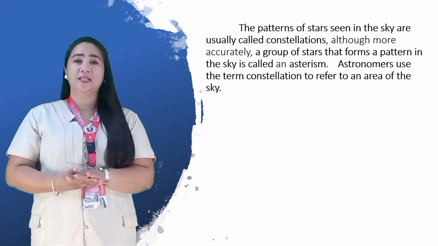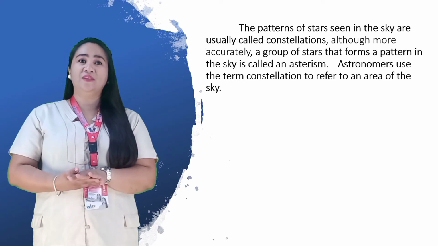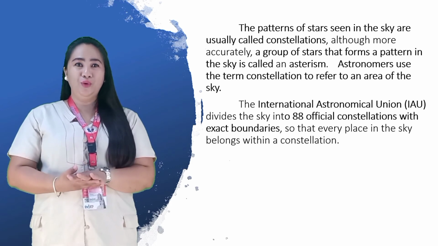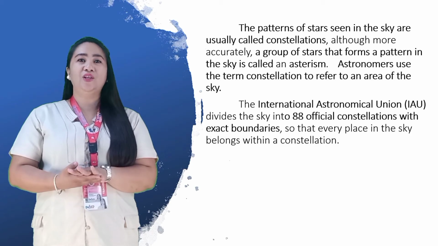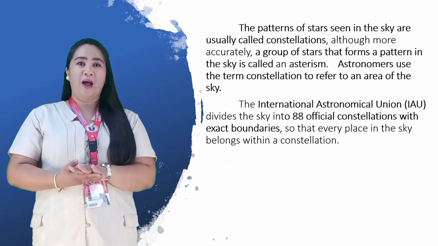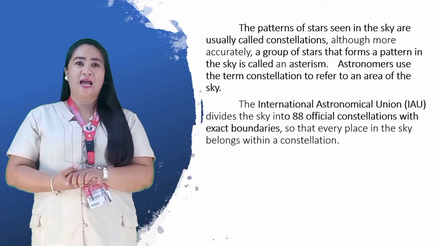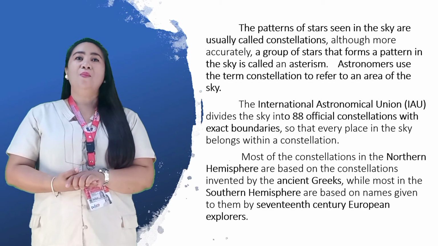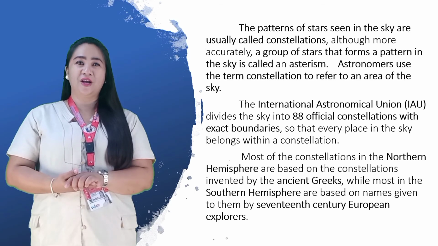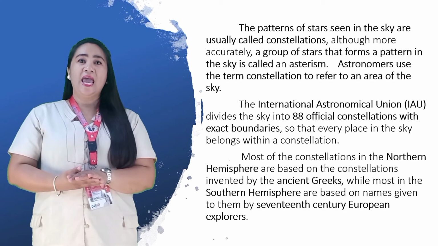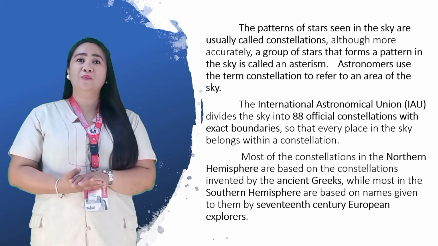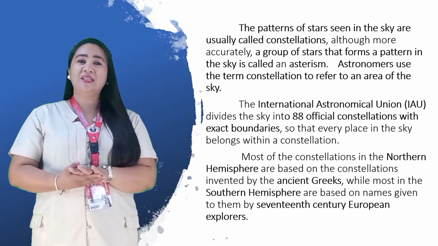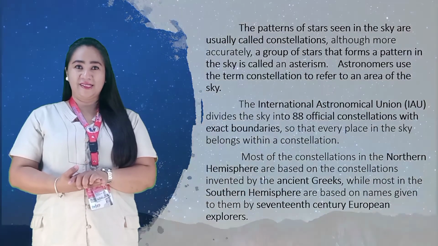Astronomers use the term constellation to refer to an area of the sky. The International Astronomical Union, or IAU, divides the sky into 88 official constellations with exact boundaries, so that every place in the sky belongs within a constellation. Most of the constellations in the Northern Hemisphere are based on the constellations invented by the ancient Greeks, while most in the Southern Hemisphere are based on names given to them by 17th century European explorers.